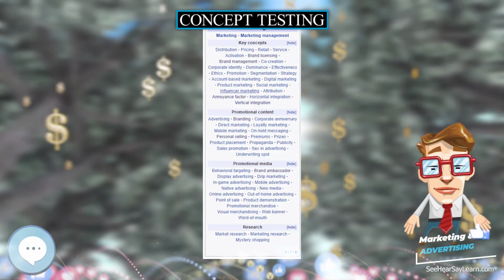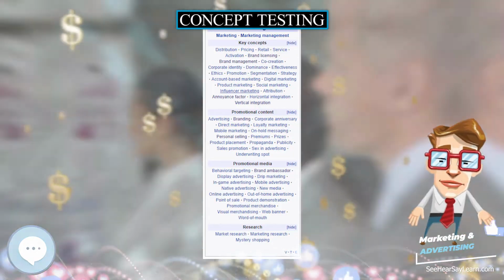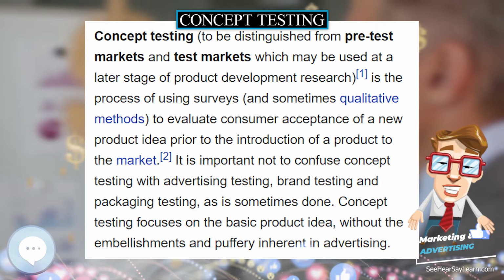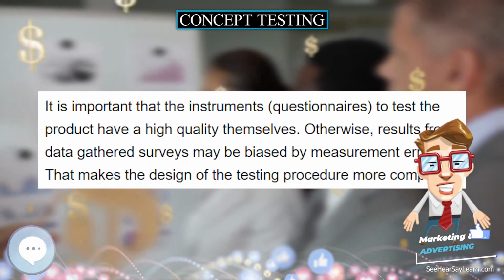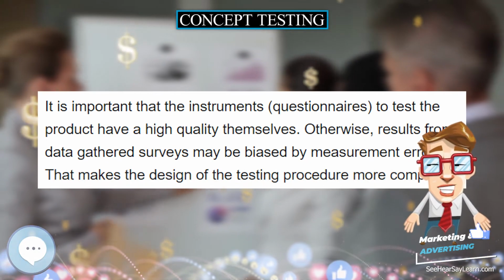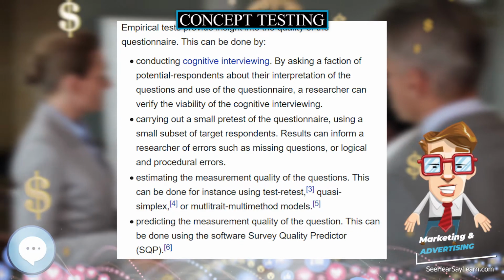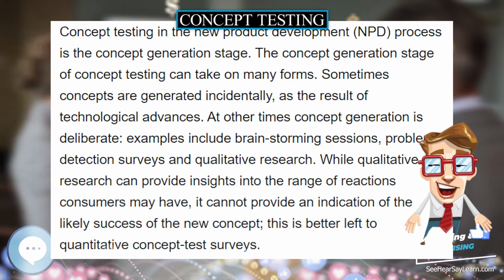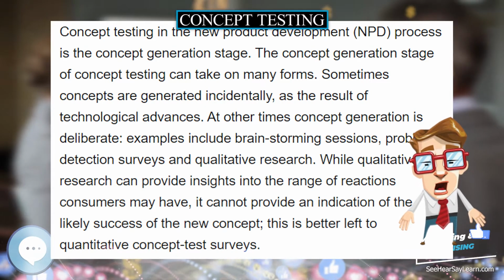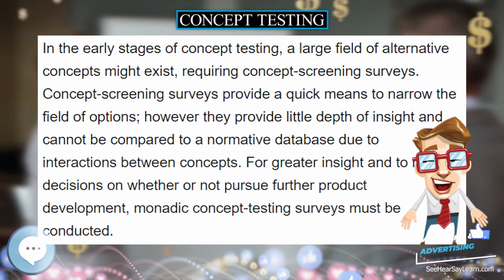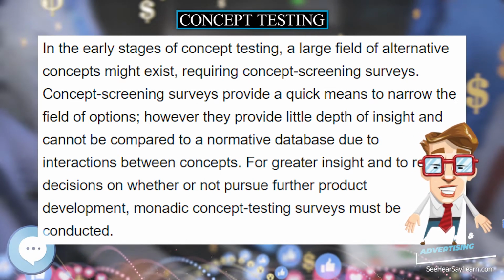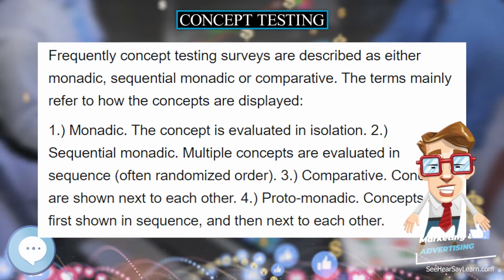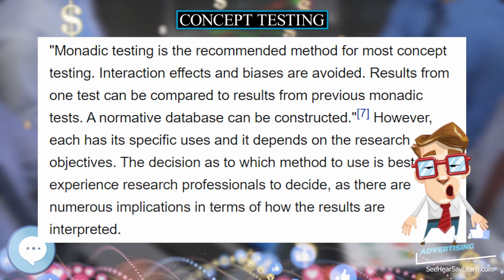While qualitative research can provide insights into the range of reactions consumers may have, it cannot provide an indication of the likely success of the new concept. This is better left to quantitative concept test surveys. In the early stages of concept testing, a large field of alternative concepts might exist, requiring concept screening surveys. Concept screening surveys provide a quick means to narrow the field of options, however they provide little depth of insight and cannot be compared to a normative database due to interactions between concepts.